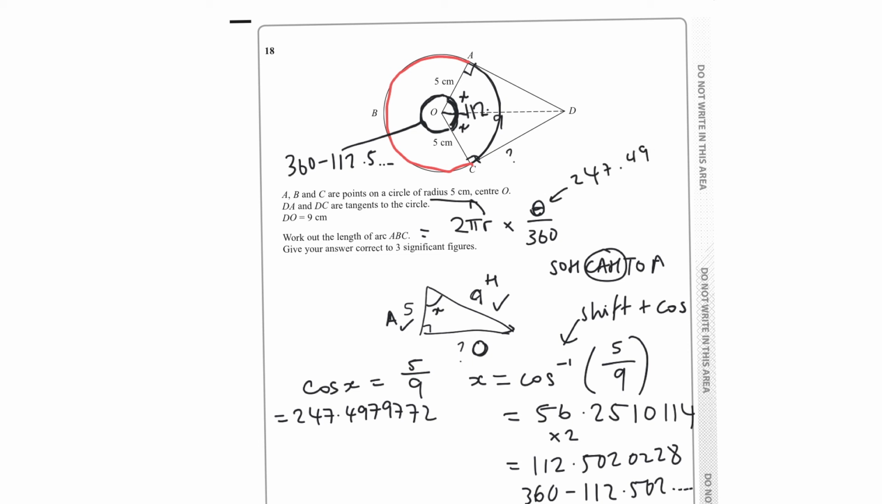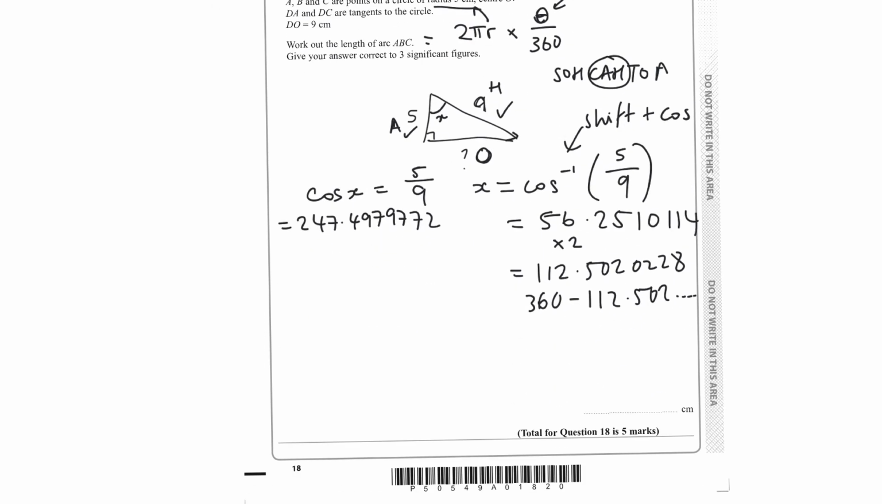So now using the formula of the arc length, we can actually work out what the arc length is. So it will be 2 times pi times 5, because that's the radius, times 247.4, and so on, over 360. Obviously, put the full thing into your calculator, and to 3 significant figures, you should get an answer of 21.6 centimeters.